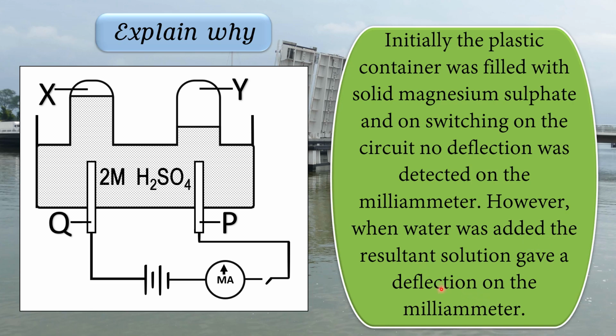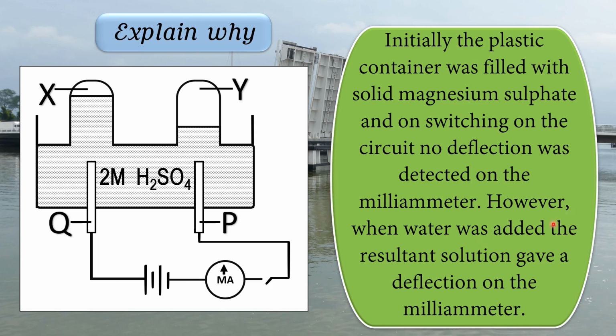So they want us to explain, and they are telling us that initially our container here, which is having 2 molar sulfuric acid, was first filled with solid magnesium sulfate. And when they switched on the circuit, there was no deflection on the millimeter.